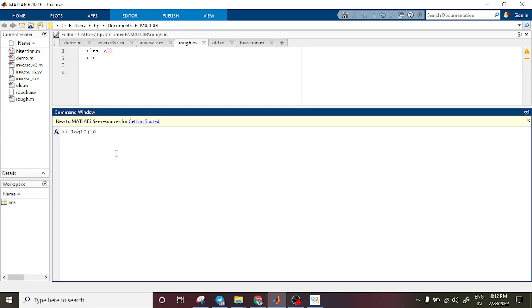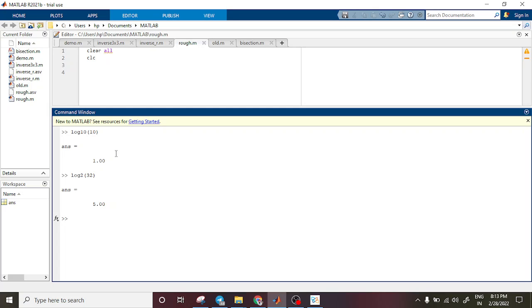Now if you're mentioning the base, the first 10 represents the base, right? So now you are getting one answer. So if you are writing log 2 of 32, now you are getting 5. So this is 2 power 5 is equal to 32. So this is the log.